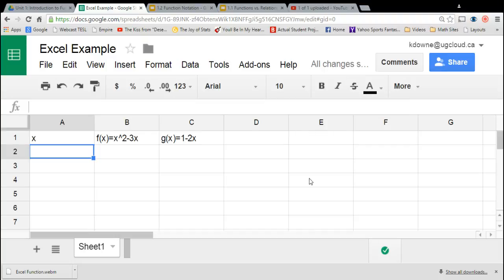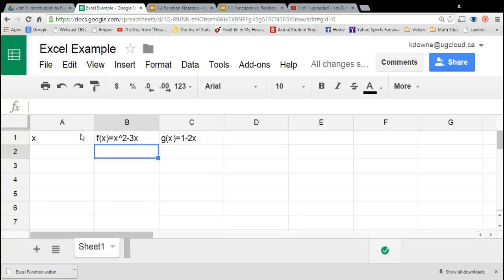I want to give you an example of a function in Excel. And this is an example we did today. I'm just looking at the two functions that we had, f of x and g of x. They were x squared minus 3x, and we just used a little hat symbol for an exponent, and g of x was 1 minus 2x. One of the questions was to actually sub in a number and then subtract the two functions.